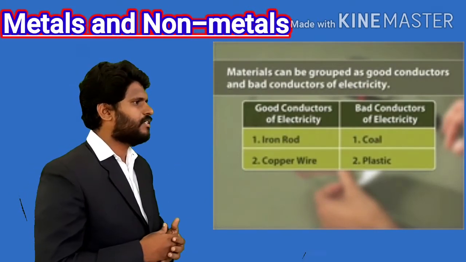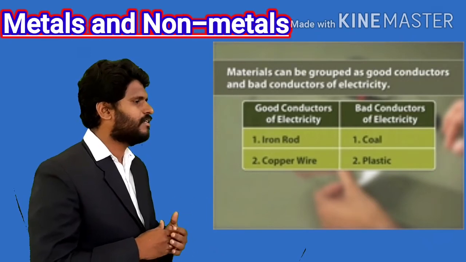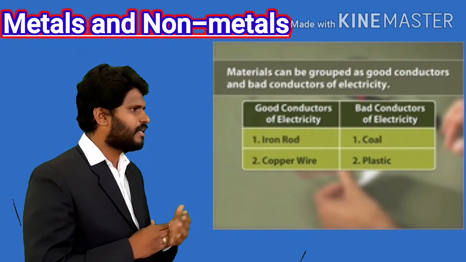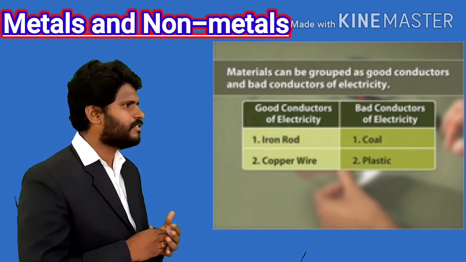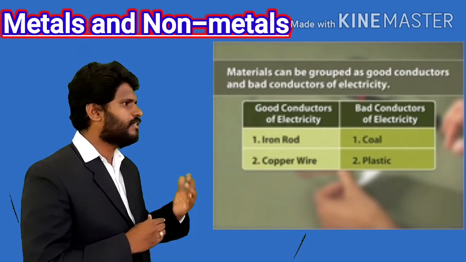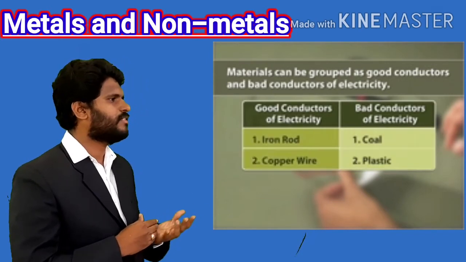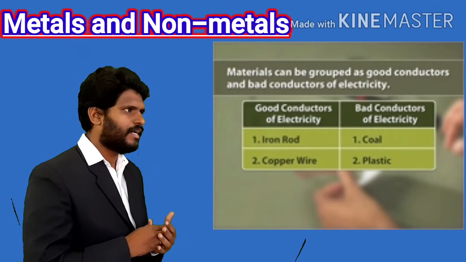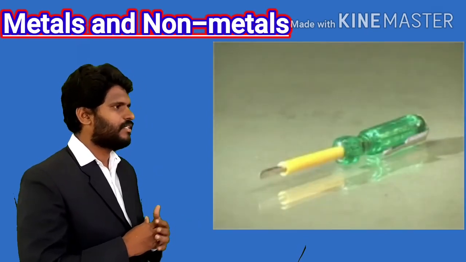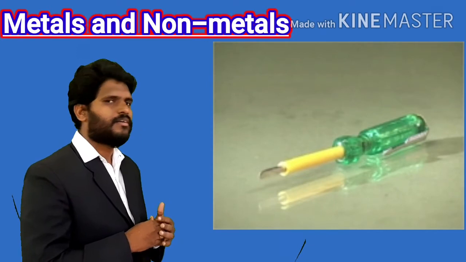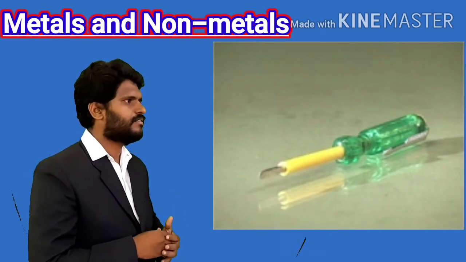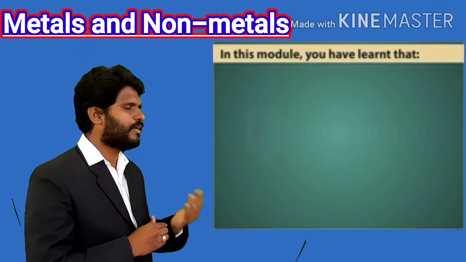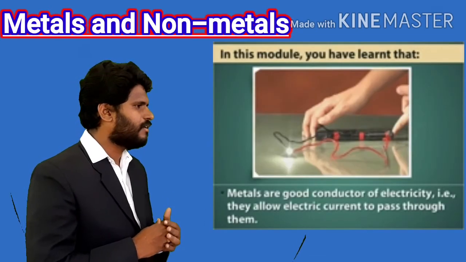From this activity, we can say that materials are divided into different kinds based on electricity. Some are good conductors, some are bad conductors. In this activity, the iron rod and copper wires are good conductors. Coal and plastic are bad conductors. So the answer is that the tester is made up of plastic around it due to protection from electrical shocks.